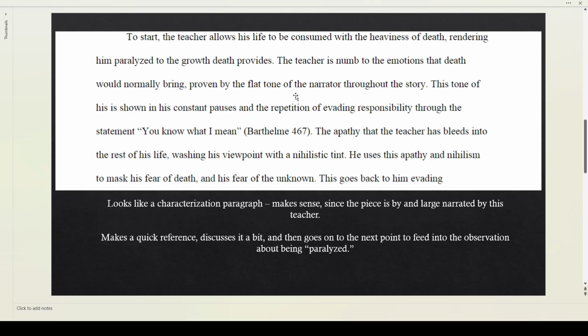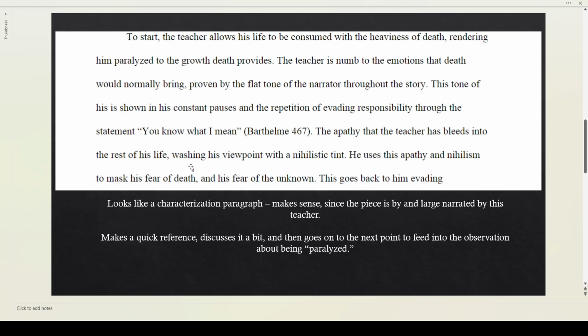So in 2 sentences, student basically observes the fact that we have a flat tone narrator and we're looking at these particular elements, right? A slight little paraphrasing of his constant pauses and the repetition of phrases such as, you know what I mean. So student just brings that in, and that's enough for a paraphrase or summary in this case. They go on to contextualize it further, and this is where we're starting to move to inference and commentary.